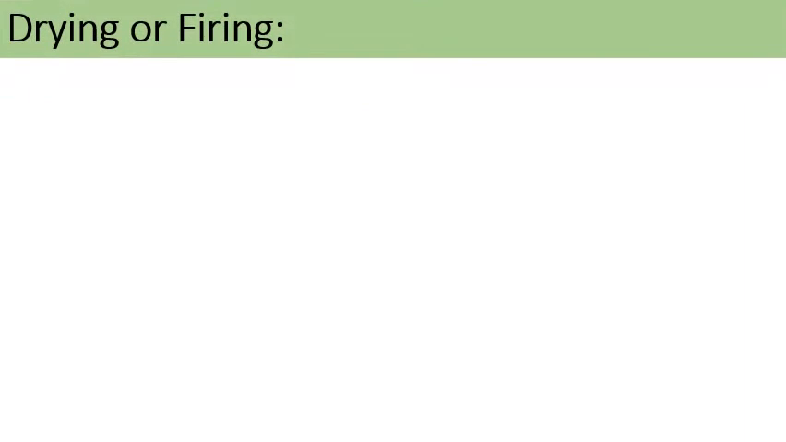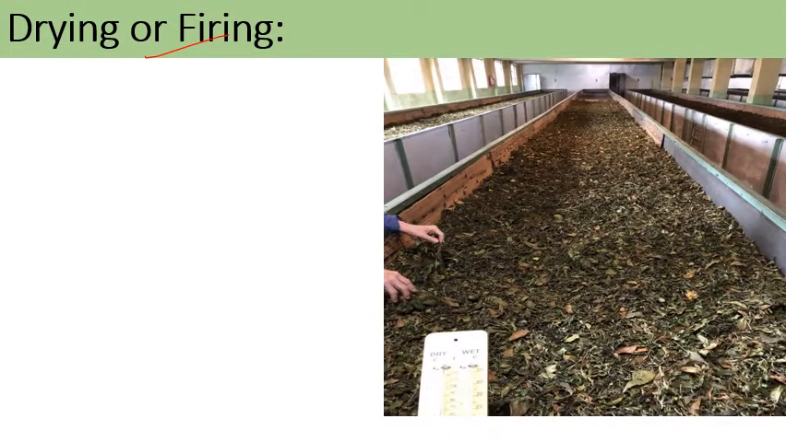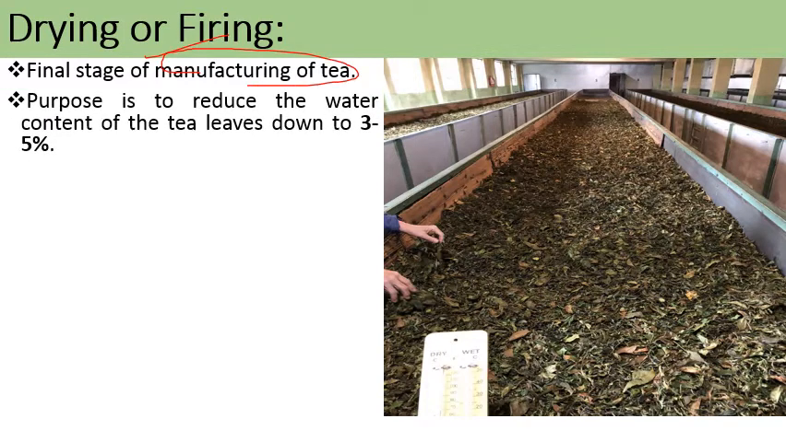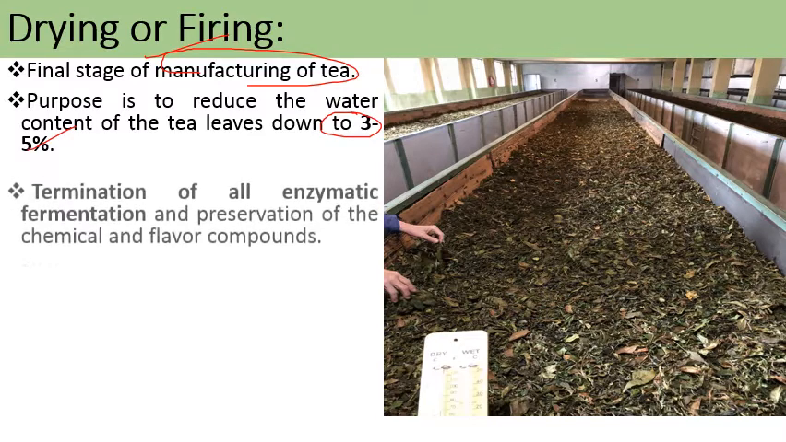So the next step involved in tea processing is drying or firing. The main motive of this step is to reduce the water content to a maximum level. This is the final stage of manufacturing of tea. The purpose is to reduce the water content of tea leaves down to 3 to 5%. So 3 to 5% तक जो water content है उसको reduce करते हैं step में.